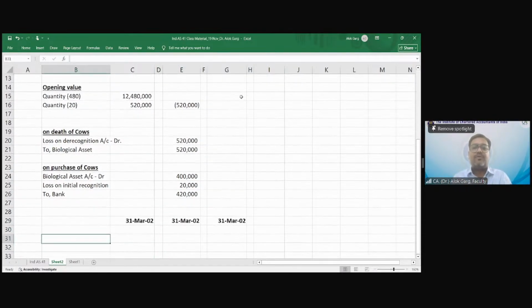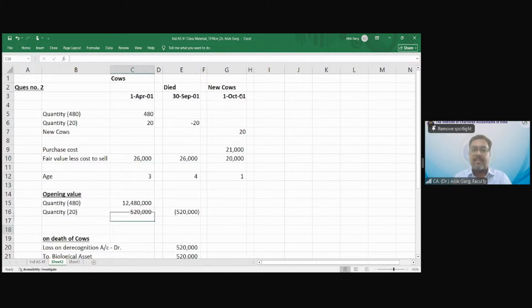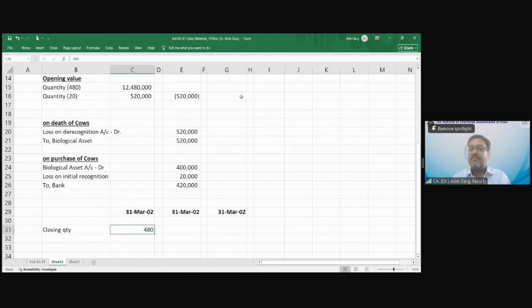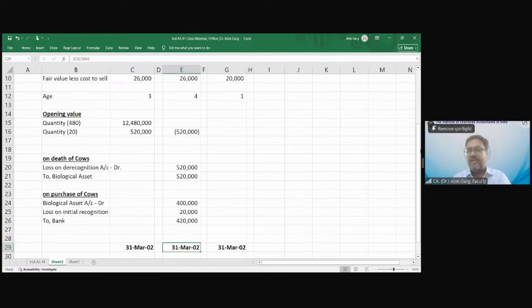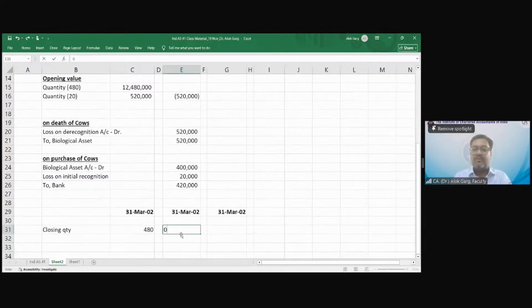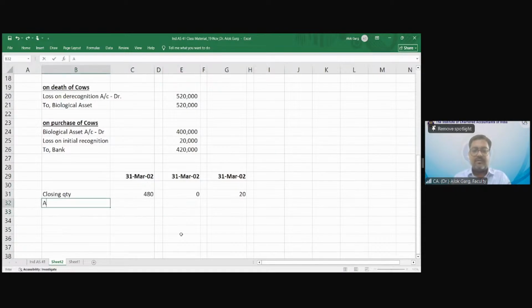Now, on 31st March 2002, what is the balance of the cows? What is the closing quantity out of this lot? Out of the opening lot, the closing quantity is 480. Anything left here? No, nothing is left, 0. And out of the new lot, 20. What is the age of these cows on this date? On 31st March 2002, it becomes 4 years old. This is 0 and this is 1.5 years old.